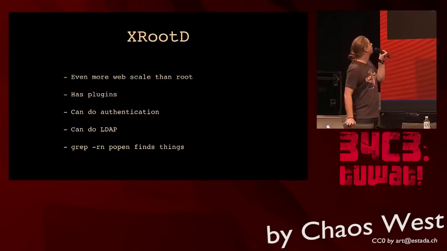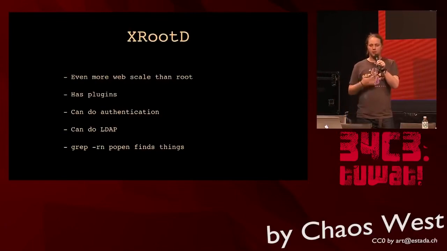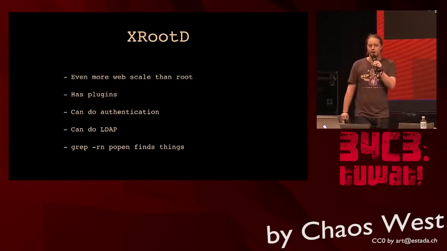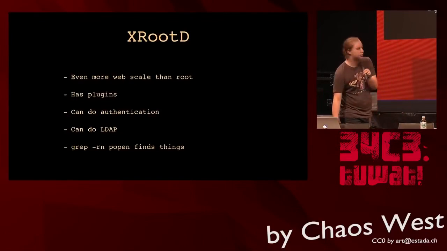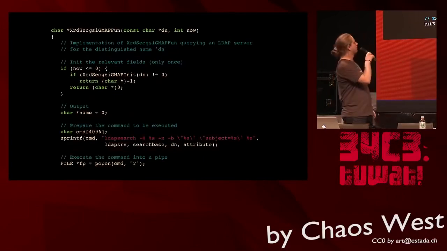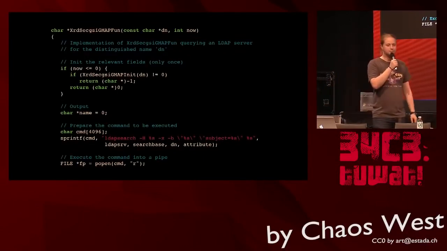So they decided, xrootd is cool. It's more web scale. You can even authenticate with a lot of users. So they put this LDAP module in it, and they needed to map users to the LDAP principal distinguished names, and grepping for popen finds things. Anyone see what's wrong here? It's pretty much the same thing as before. This thing here is the username that you could put in to do it.